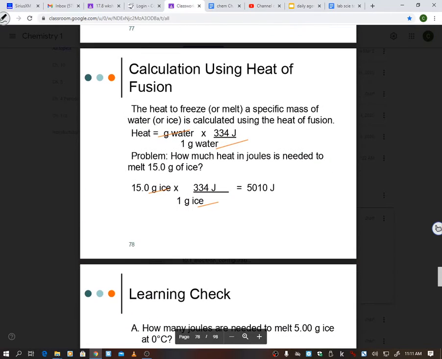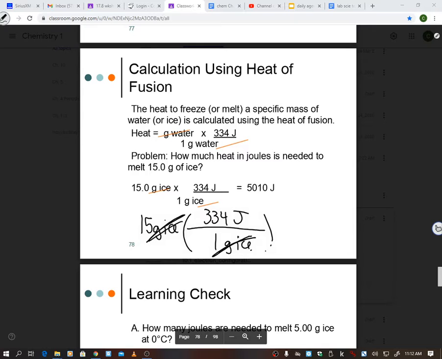All right, so calculations using heat of fusion. This is how you do this then. The heat to freeze or melt, we know is 334 joules for 1 gram. Well, what if I have 15 grams of ice? This is going to take us back to those cookie days when we were doing conversions. 1 gram of ice needs 334 joules. Now, I need to put grams of ice down here on the bottom because that is division and it's going to cancel out. So my answer is going to be left in joules, and that's what I'm looking for. How much energy, how many joules am I going to need to do this?